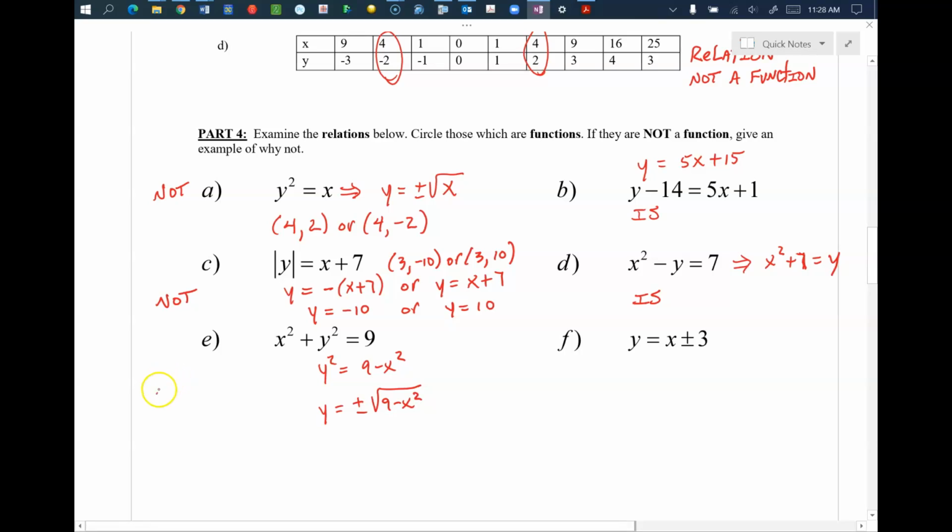So this letter E is not a function. And then the last one, letter F, I'm sorry, we've already solved for y here.